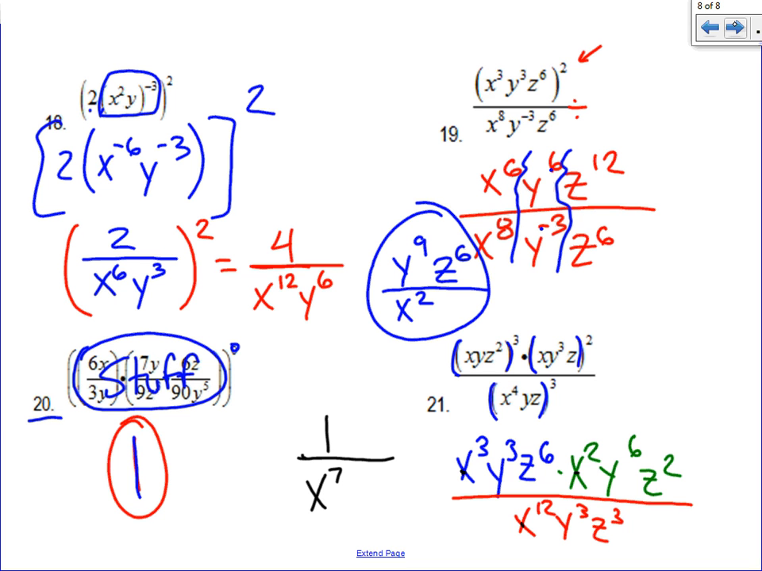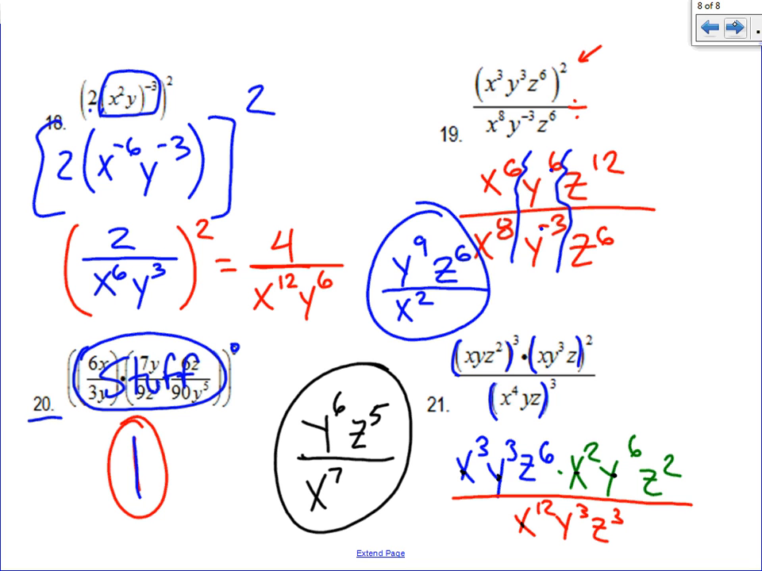How many y's do I have on top? I have 1, 2, 3, 1, 2, 3, 4, 5, 6. That makes 9 y's total. But I've got 3 y's in the denominator, so that's going to take me from having 9 to having 6. All right, and finally, I've got 6 z's and 2 more z's, or 8 total z's in the numerator. 3 z's in the denominator. That's going to give me z to the 5th in the numerator.